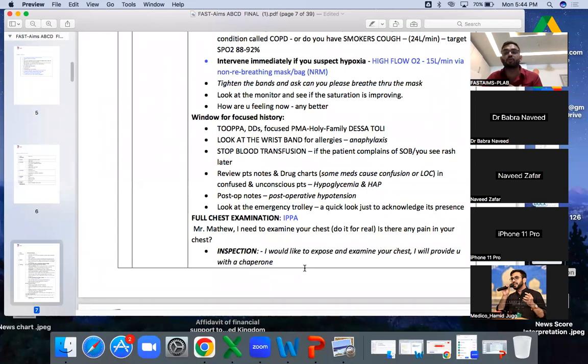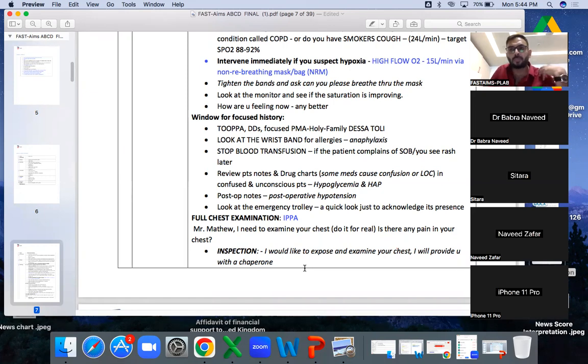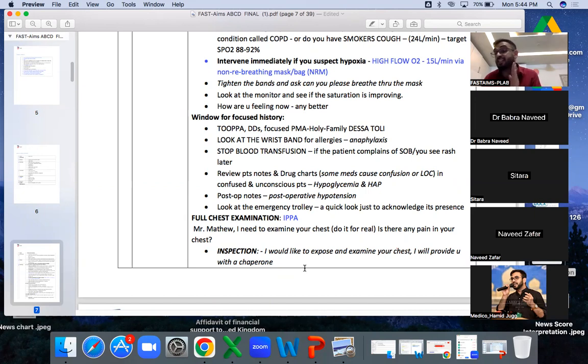Then it comes towards your examination. Your examination has a very common abbreviation, IPPA: inspection, palpation, percussion, and auscultation. So what you need to do is, again, be very quick. There are six areas you need to examine; we are dealing with the breathing, so you cannot wait. Okay, this is quite important.